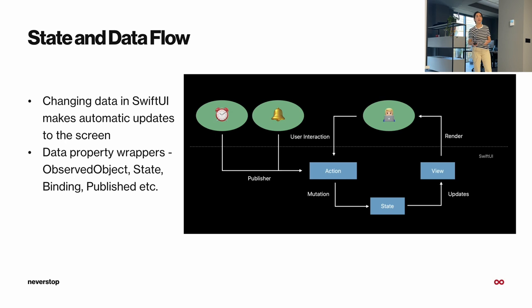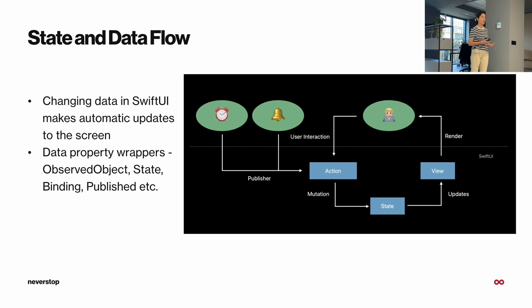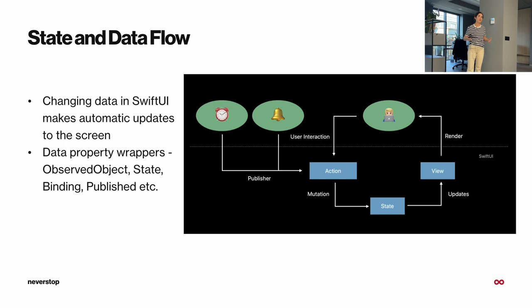For this to work, SwiftUI offers property wrappers: ObservedObject, State, Binding, Published. These are only some of them. There are actually plenty of them, and each of them has their own use case. So whenever you annotate a property with one of these, you tell SwiftUI to listen to these properties and update the UI accordingly.